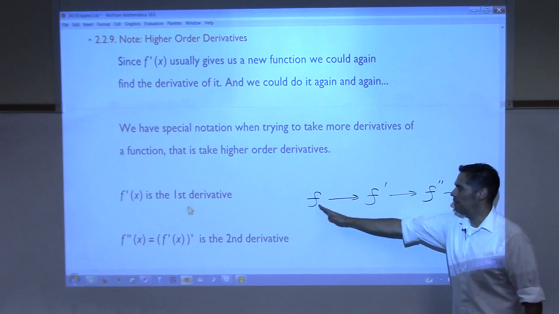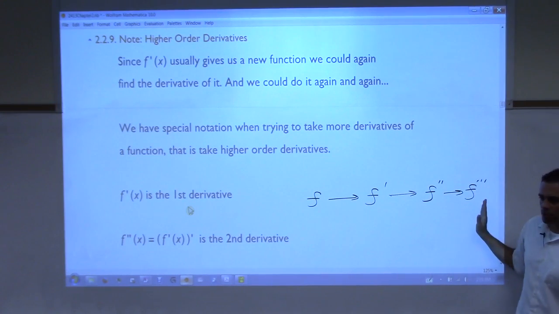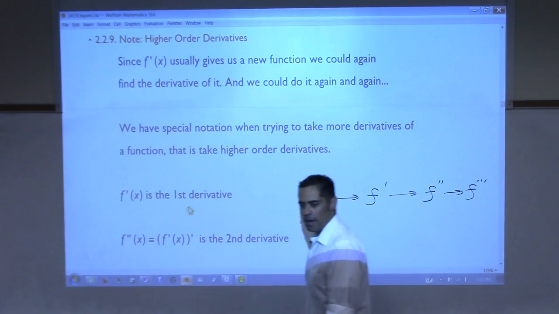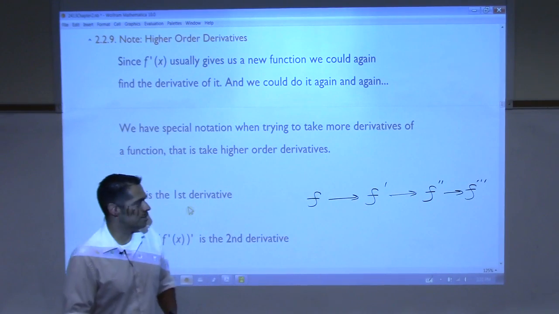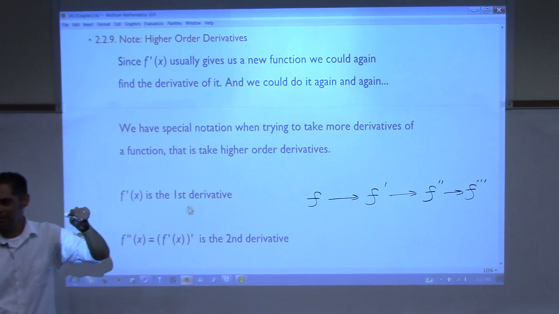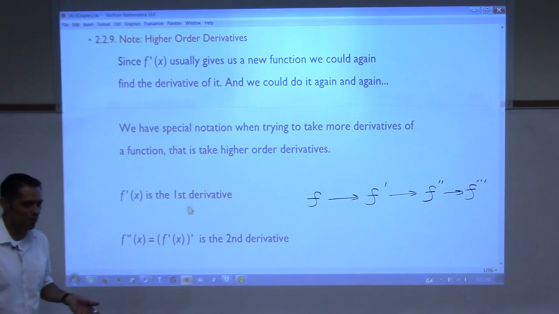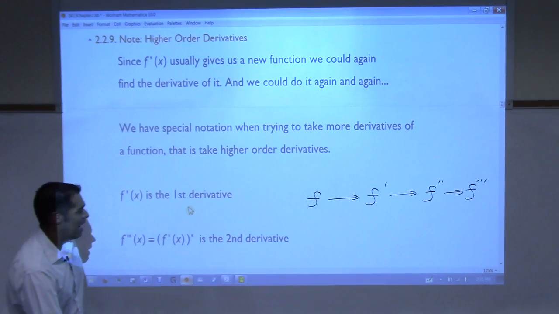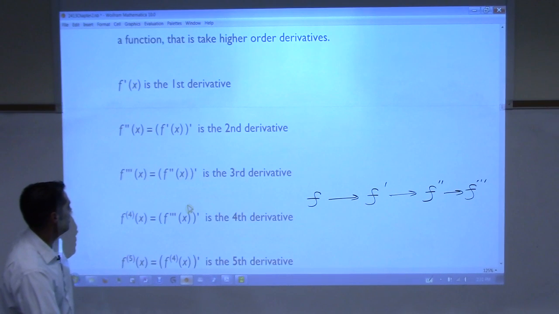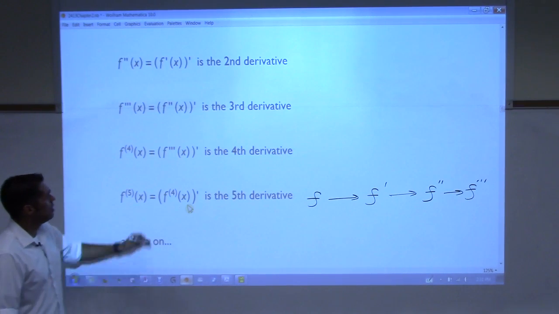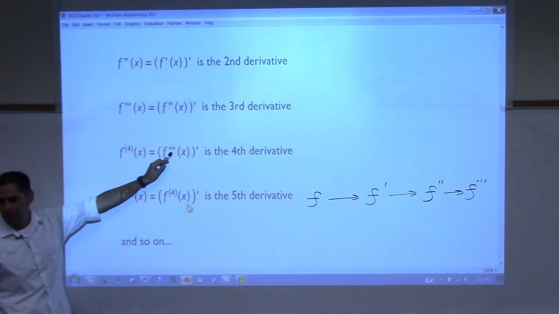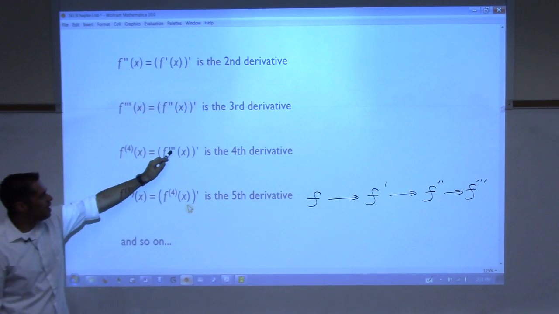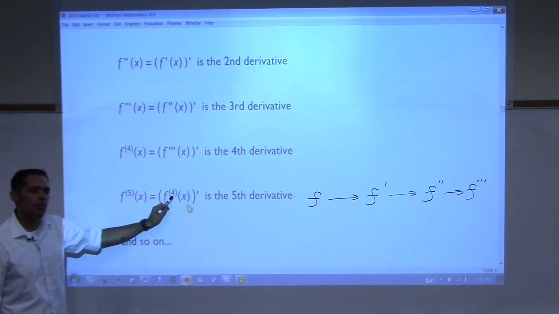That's the function, the first derivative, the second derivative, third derivative. And then at some point, it gets ridiculous to keep doing the primes, right? Because what if I wanted the 21st derivative? You wouldn't write 21 little prime marks, right? So we have to have some notation. And here's the notation we use. We usually will write the primes up to about 3. Once you go past that, you put a number in parentheses.